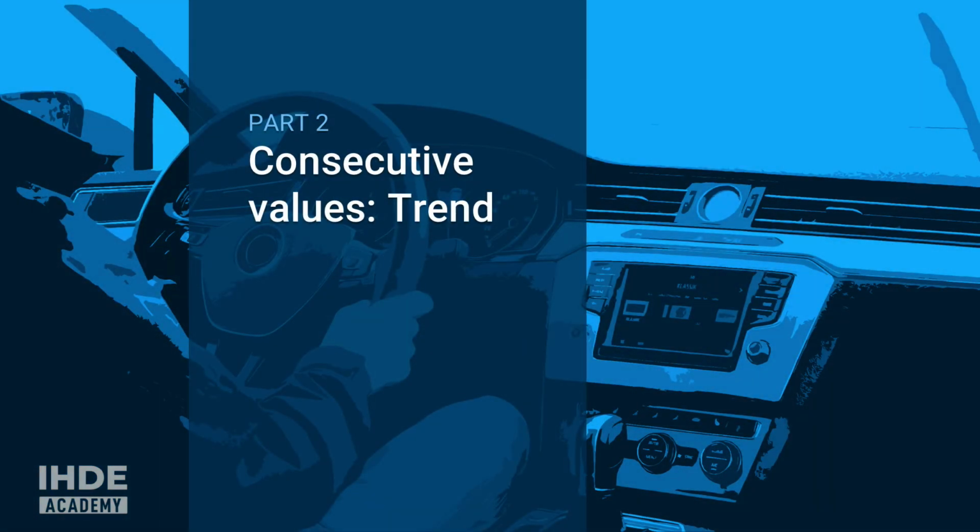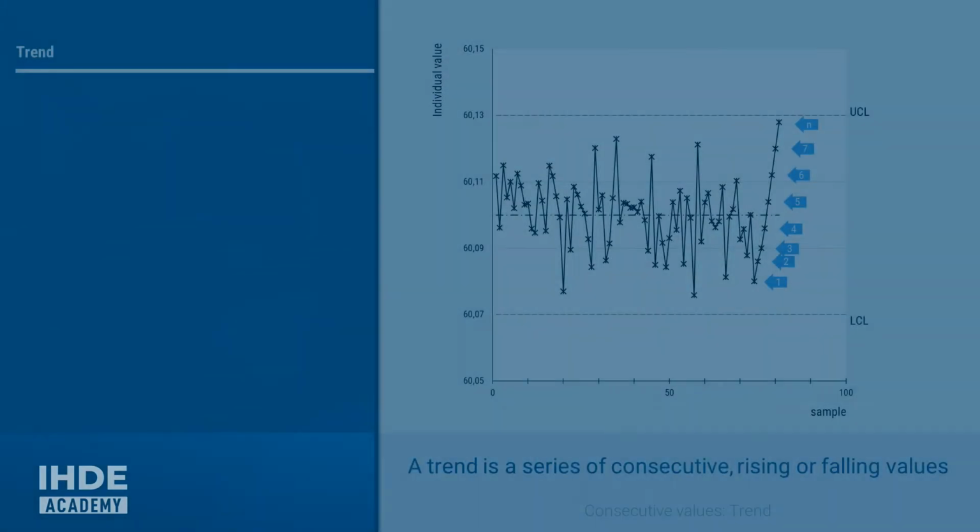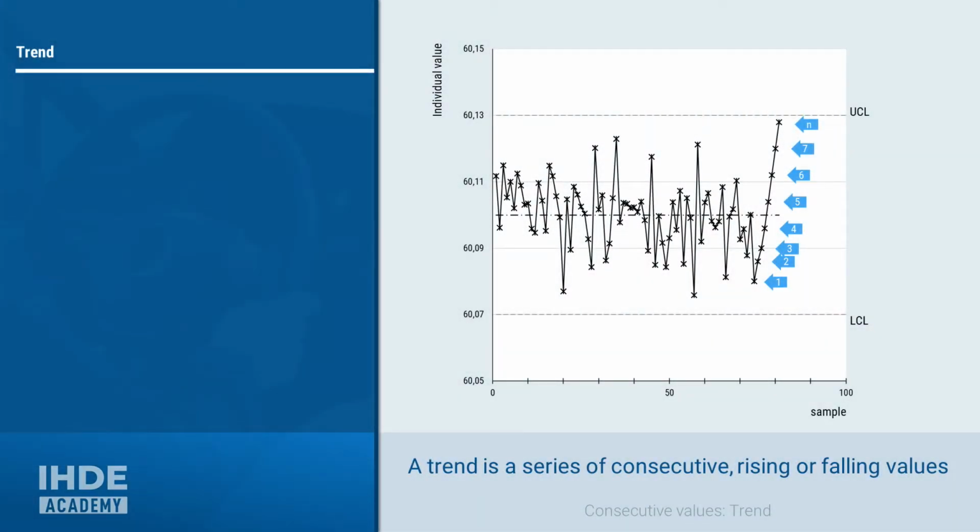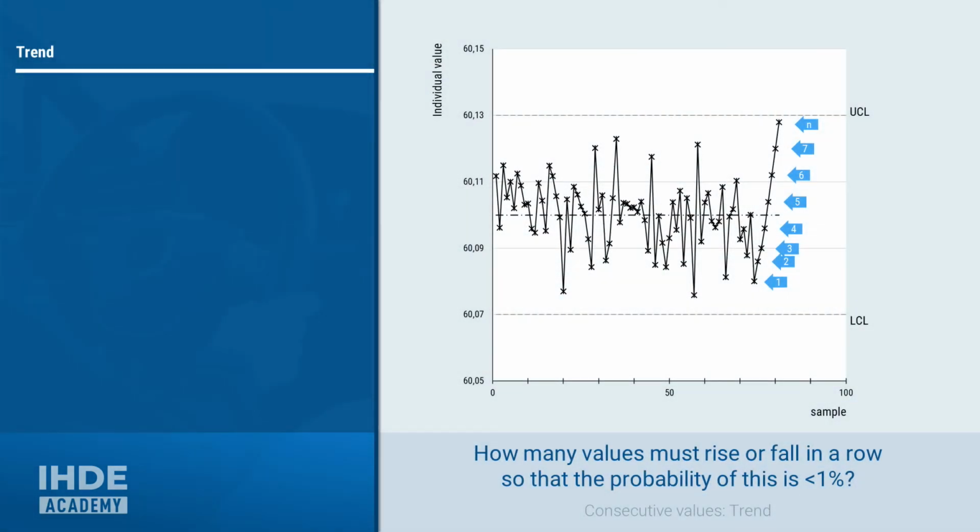Let's start with the trend. A trend, as shown here, is simply a series of consecutively increasing values, but of course also the other way around, a series of consecutive falling values. The question now is, how many values must rise or fall in a row so that the probability of such an event is less than 1%?